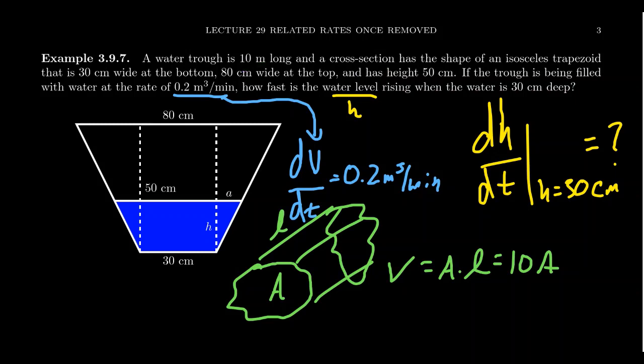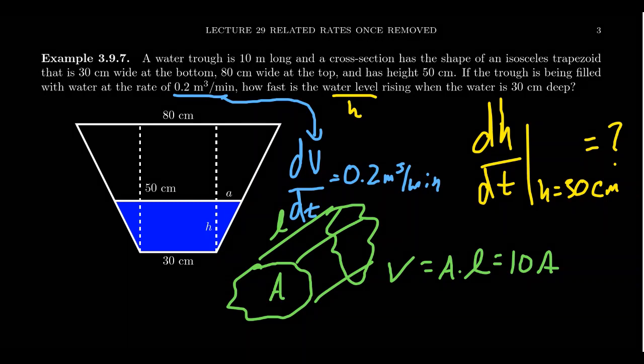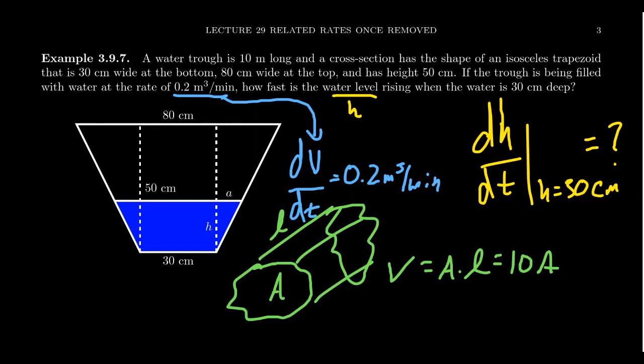One other thing I should mention is that the derivative of volume was being measured in meters cubed per minute. We also have the length in 10 meters. We have these other measurements in centimeters, so we have a mismatch of lengths. We need to convert everything to the same length to avoid potential calculation errors later on. The easiest way is to convert all of the centimeters into meters. So instead of 80 centimeters, we get 0.8 meters. Instead of 30 centimeters, 0.3 meters. And instead of 50 centimeters, 0.5 meters.